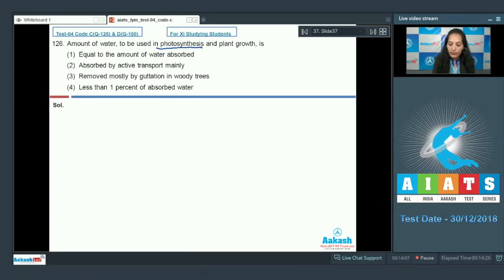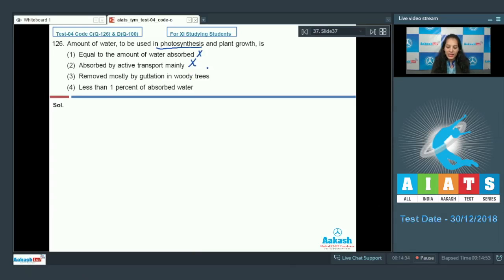No. In case of photosynthesis, a very little amount of water is used. Most of the absorbed water is lost in the form of transpiration. So this option is ruled out. Absorbed by active transport mainly? No, water is mainly absorbed by passive transport. A very little water is absorbed actively by root pressure. So this option is also ruled out.